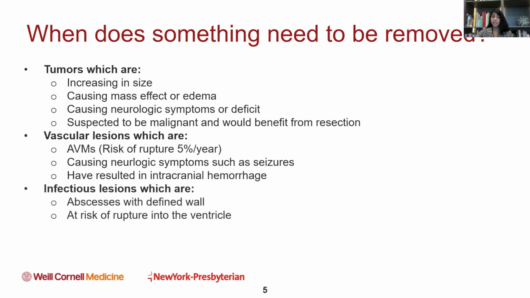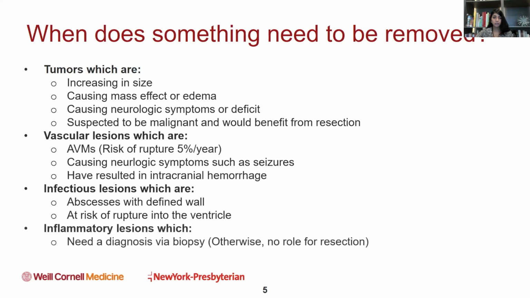We remove infections when it's an abscess with a really thick or defined wall. That's because the antibiotics that we give typically don't penetrate this thick wall once it's formed in the abscess, and it's very tricky to treat CNS infections like that. So most abscesses need to be drained or removed. Abscesses or infections near the ventricle, near the fluid spaces in the brain, are at risk of rupturing into the ventricle, and that can cause a really severe ventriculitis or meningitis. So those are ones that we pay special attention to in terms of removing and preventing further infection.